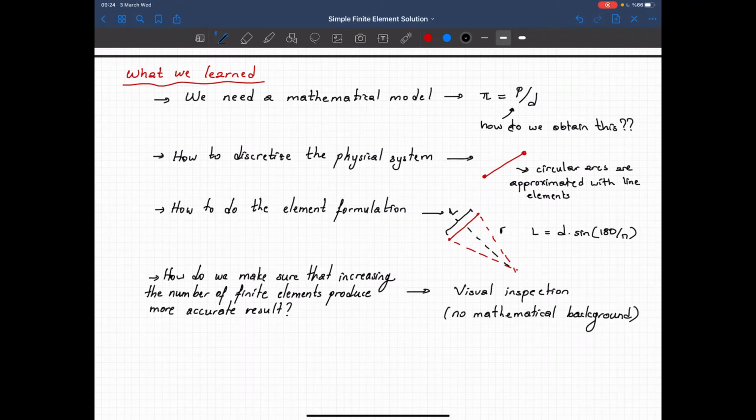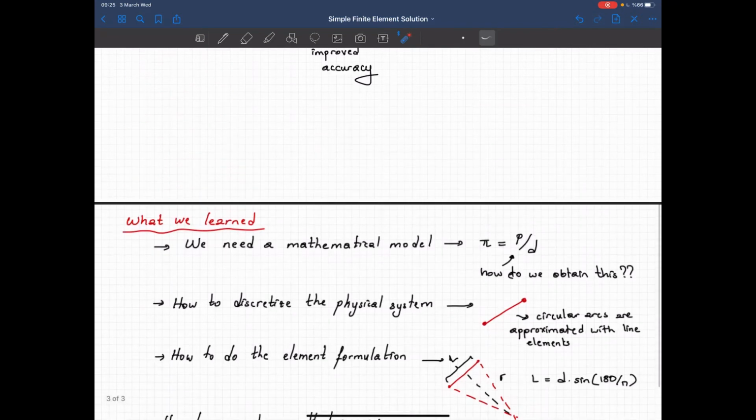Right? We cannot just apply this to every problem that we have, because we have to make sure that increasing the number of elements should produce more accurate results. Okay, and these are the things that we will be discussing.